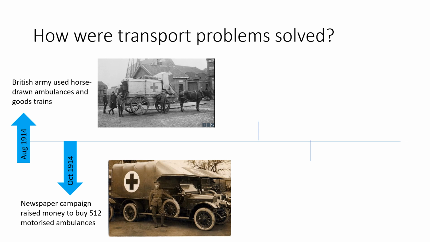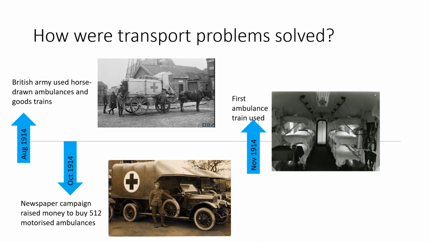So that really helped because with the horse-drawn ambulances, there weren't enough of them and it was really bumpy for the injured soldiers to be carried in those. But the motorised ambulances didn't always work brilliantly, particularly in muddy conditions. So they continued to use the horse-drawn ones and stretcher bearers, but these motorised ambulances were much better and there were many more of them. But that wasn't the last change they made.